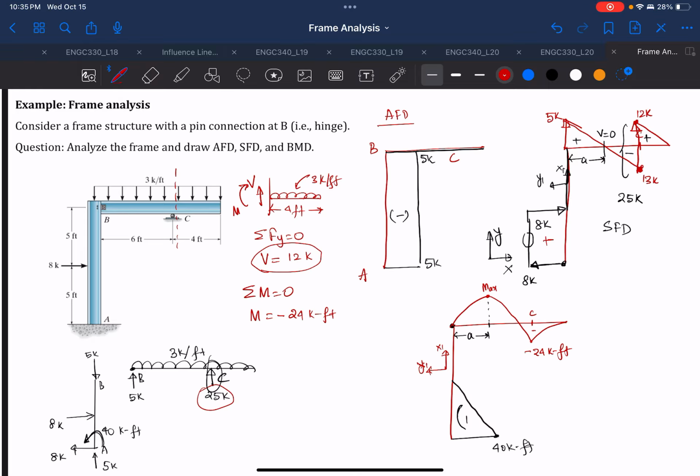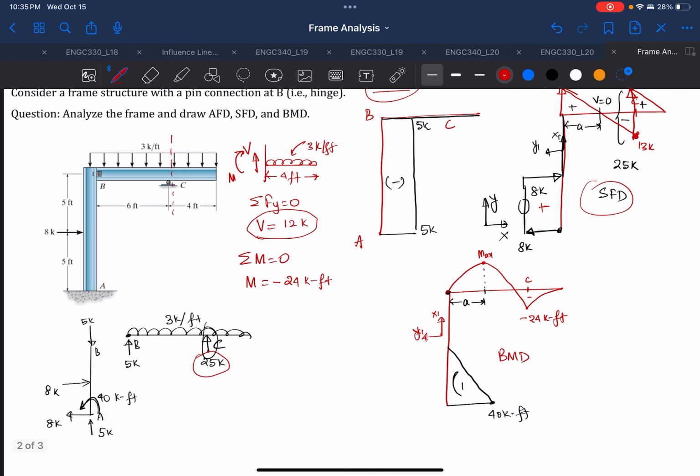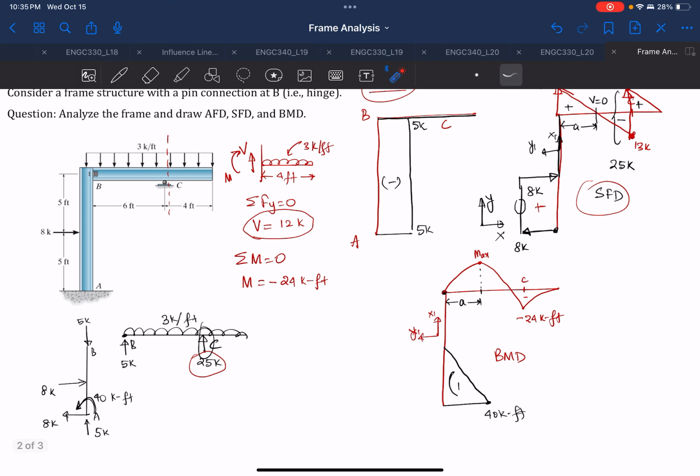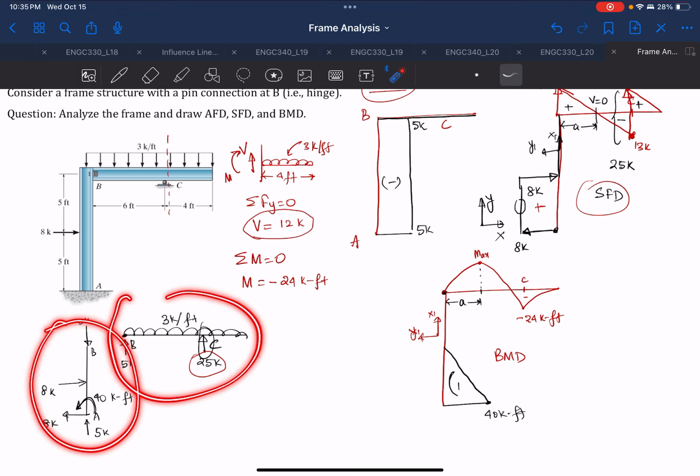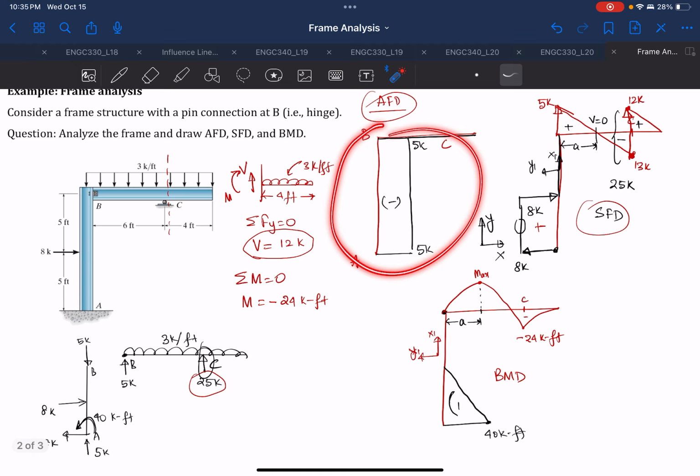And so this is how you draw the axial force diagram, shear force diagram, and bending moment diagram in a frame. So the main thing is you must know the correct direction of your force. Once you have analyzed the frame, draw the members separately with the corrected direction of your force. Then it'll be easy for you to follow and to draw the axial force diagram, shear force diagram, and bending moment diagram.